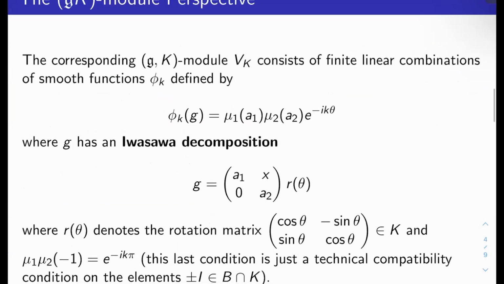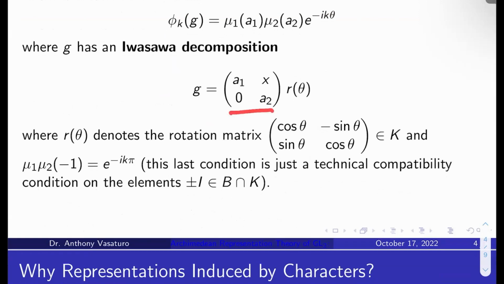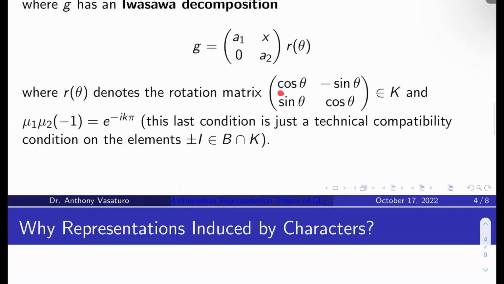Okay, now remember, every one of these representations also has a GK module perspective. So what's the corresponding GK module here? We'll call it V sub k. And it consists of finite linear combinations of smooth functions, which we'll call phi sub k. And they're defined by phi sub k of G equals mu1 of A1, mu2 of A2 times e to the negative ik theta, where G has what we call an Iwasawa decomposition into an upper triangular matrix times a rotation. So in other words, G looks like one of our typical A1 x 0 A2s from above, from our Borel subgroup, times R of theta. And what is R of theta here? It's the rotation matrix, cosine theta, negative sine theta, sine theta, cosine theta, which is in K.